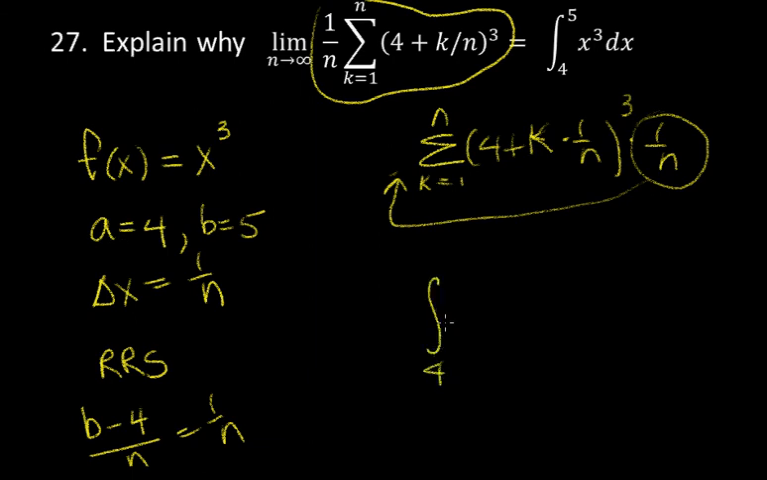This is the integral from 4 to 5 of x cubed dx, which you can easily calculate. I got 92.25.